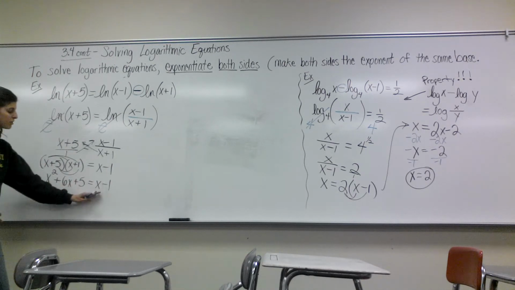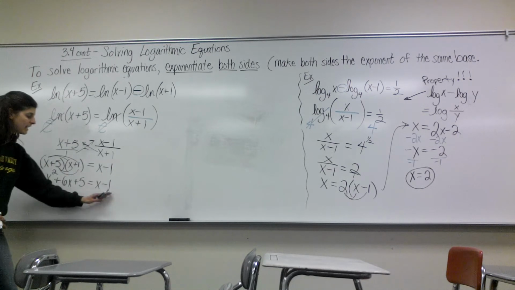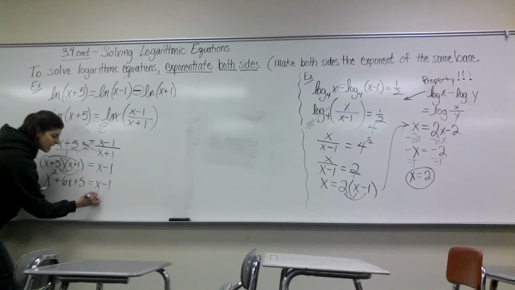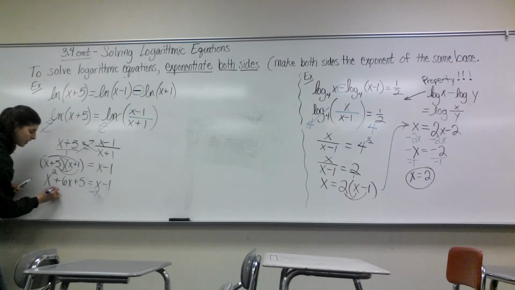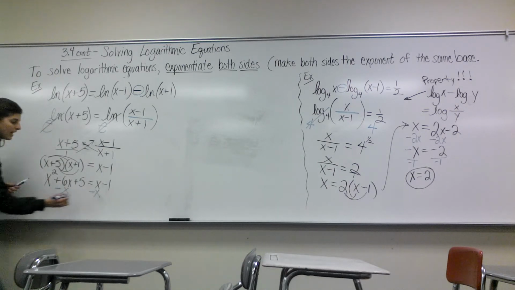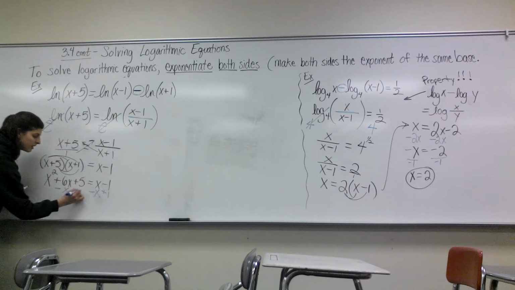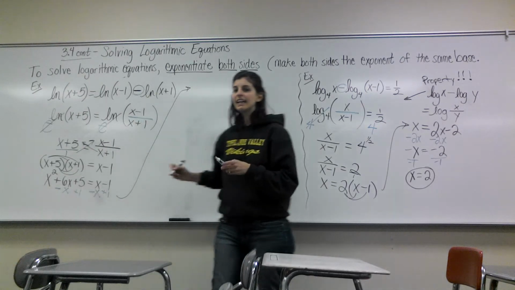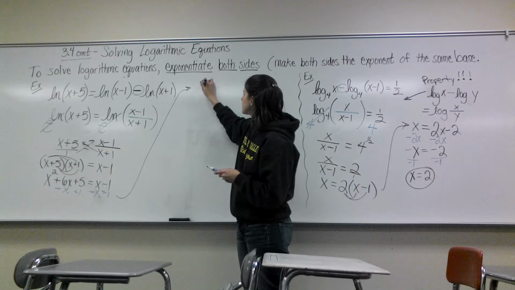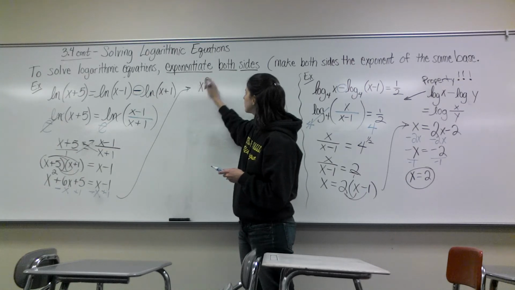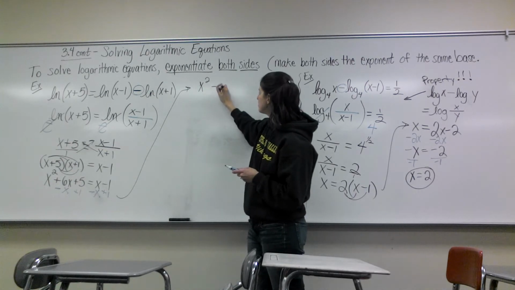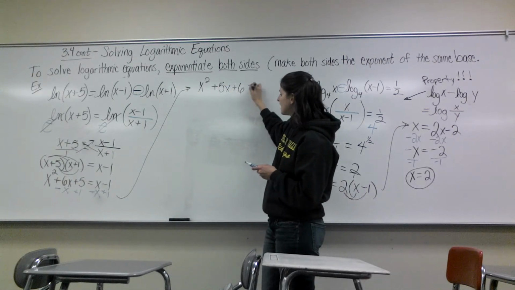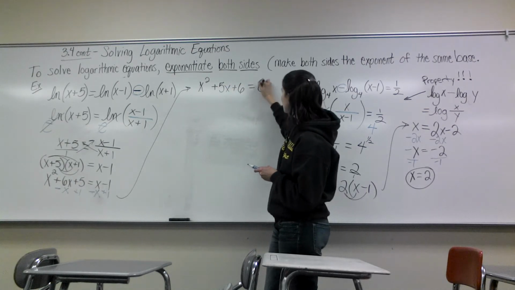So I'm going to subtract x from both sides and add the 1 to the other side as well. So subtract x and add the 1. I'm going to write my result up here. That gives me x squared plus 5x plus 6 equals 0.